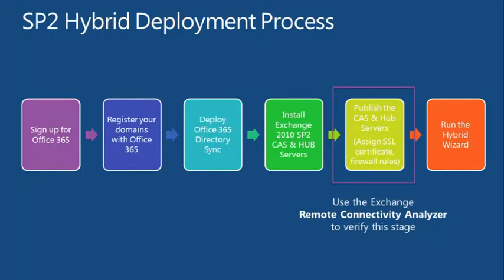And then this is the step that usually causes the problems. That CAS and Hub role need to be published to Exchange Online. I'm going to take a look in detail at what can go wrong here, but it's the usual stuff. You need your firewall rules configured correctly. You need your DNS entries configured correctly, and you need valid certificates.